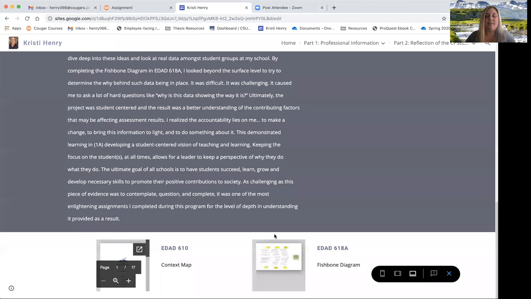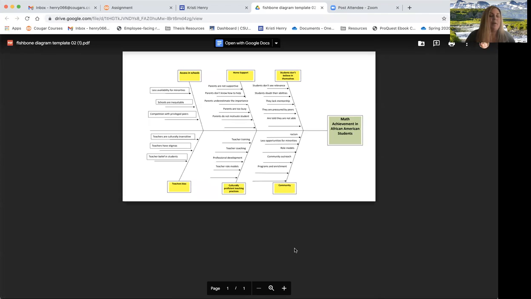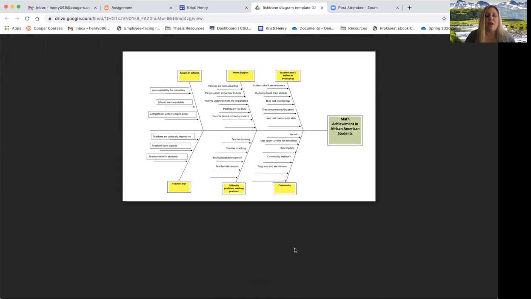Okay, my second artifact is from EDAD 618A, the fishbone diagram. And I chose this because it was an example of an assignment that had me really look at a student-centered vision of an equity gap, of why something is happening, and looking at all the root causes that could potentially cause this situation to occur. This demonstrated learning in 1A, developing a student-centered vision of teaching and learning. Keeping the focus on the student at all times allows the leader to keep a perspective of why they do what they do.